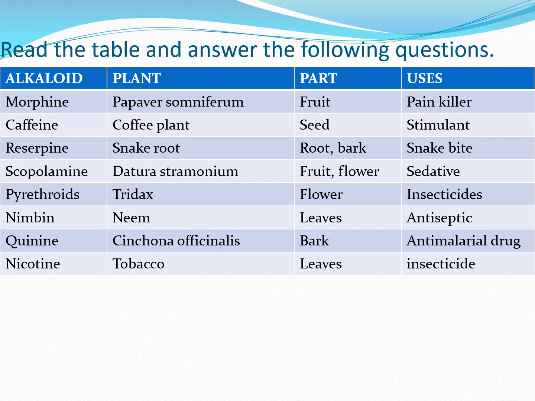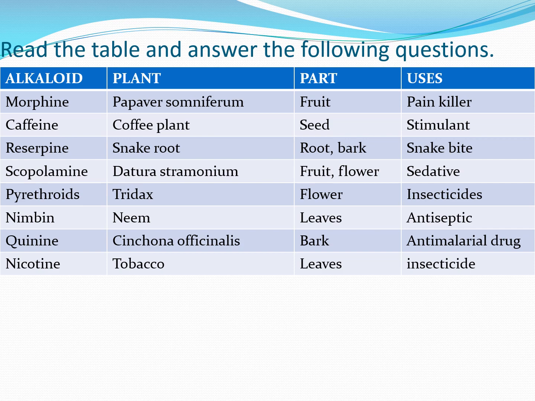So first, morphine is obtained from Papaver somniferum, which is available in the fruit of that particular plant, and acts as a painkiller. Then caffeine is the alkaloid obtained from the coffee plant, from seeds, which acts as a nervous stimulant. Then reserpine is obtained from the Rauwolfia plant, that is snake root, from root and bark, which acts against snake bite. So it is acting as an antivenom.